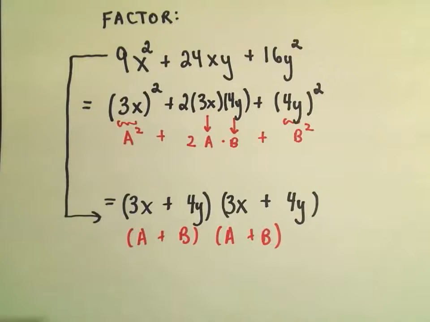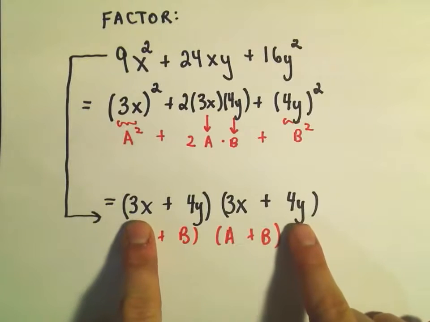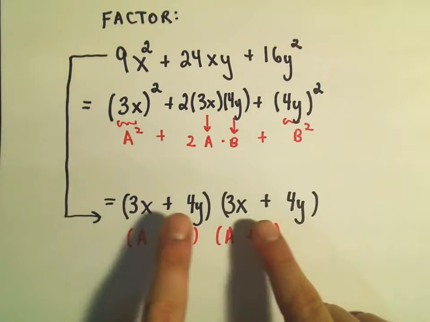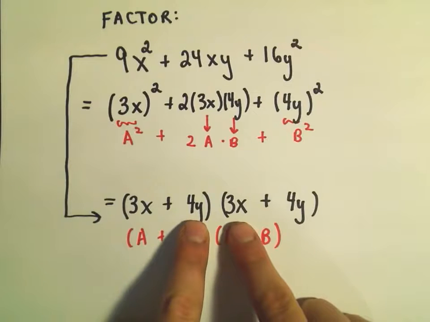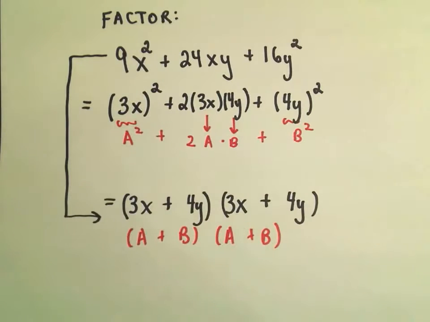And again, if you multiply this out, you'll get 3x and 3x is 9x squared. We'll get 3x and 4y, which is 12xy. On the inside, we'll get another 12xy, which gives us our 24xy. And then on the outside, we have our 16y squared, so we're done.